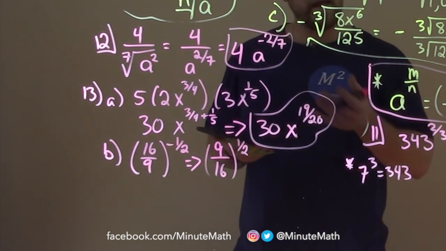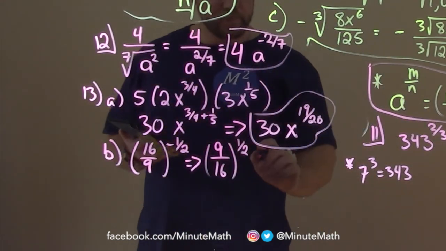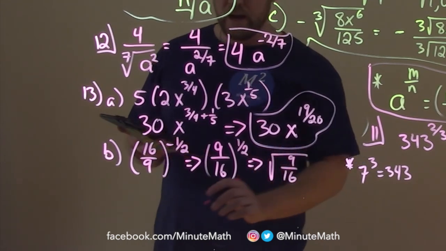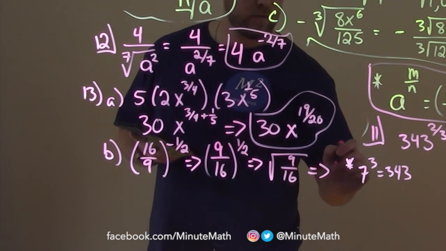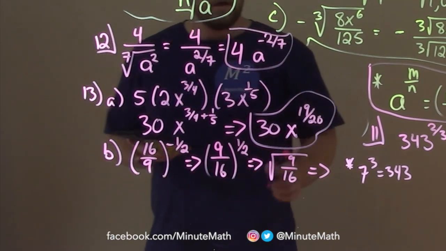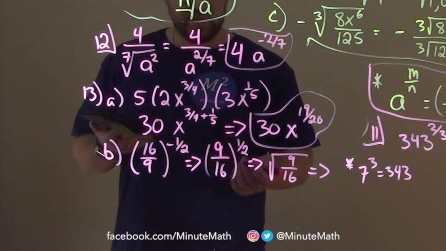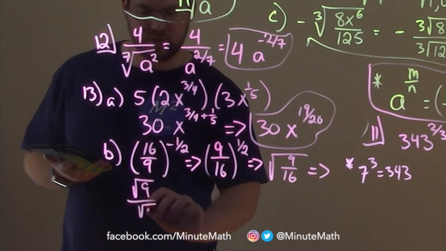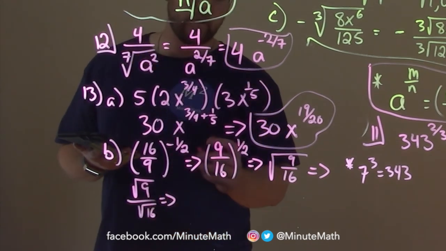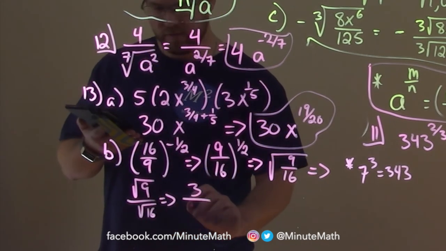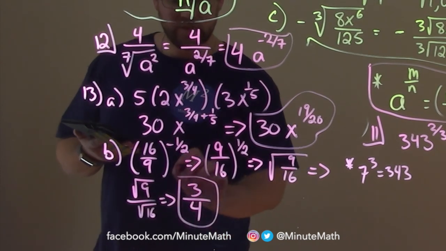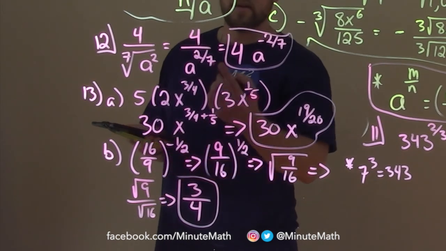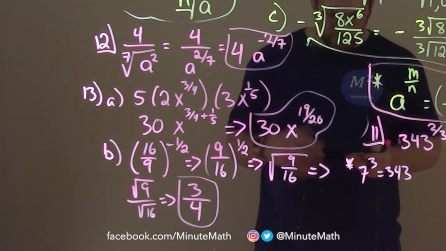Then from there, 1/2 power is the same thing as taking the square root. So we have the square root of 9 over 16. And this one actually becomes fairly easy. Square root of 9 is, well, 3. Or we can break it apart. I'll break it apart. Square root of 9 over square root of 16, each one individually. And square root of 9 is 3. Square root of 16 is 4. And our answer here is just 3/4. So this 16 over 9 all to the negative 1/2 power simplifies to be 3/4.